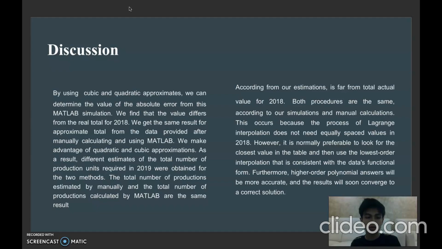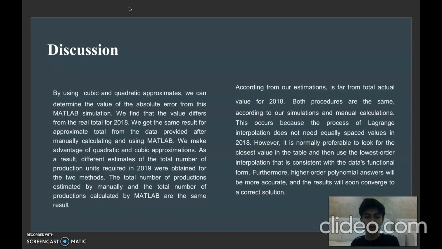As a result, different estimates of the total number of production units required in 2019 were obtained for the two methods. The total number of production estimated manually and the total number of production calculated by MATLAB are the same result. According to our estimation, it is far from the total actual value for 2018. Both procedures are the same according to our simulation and manual calculation.